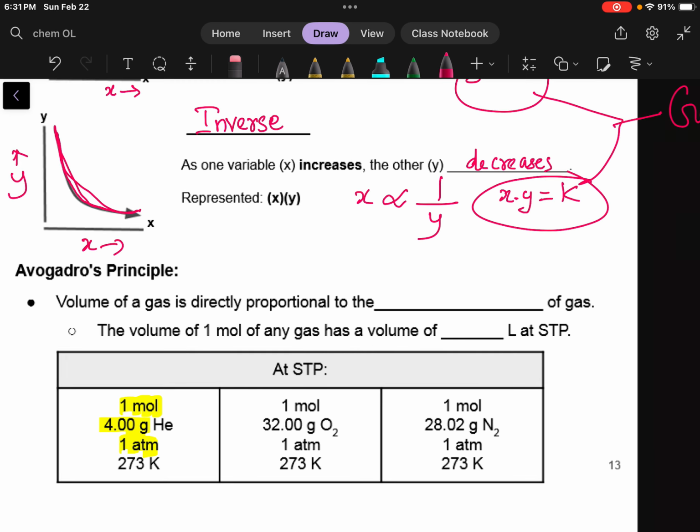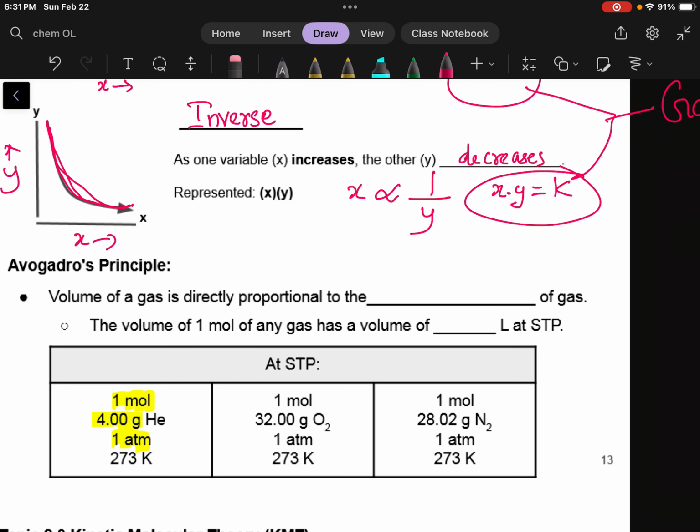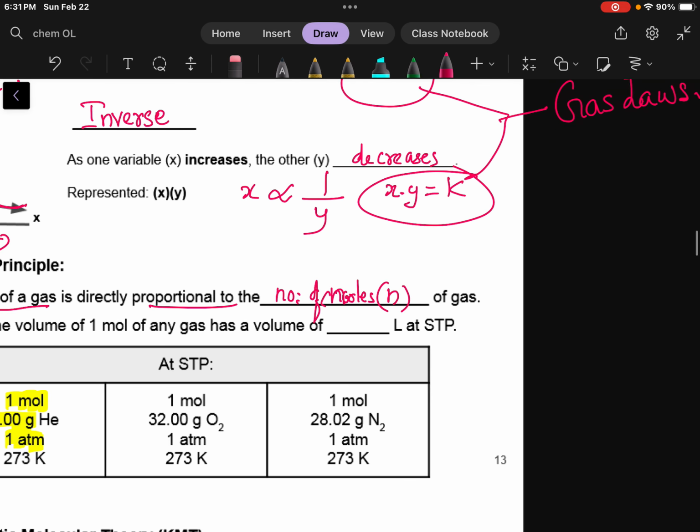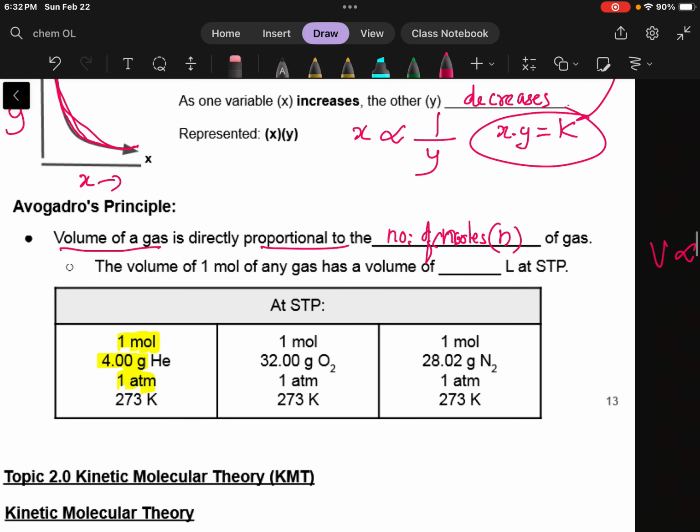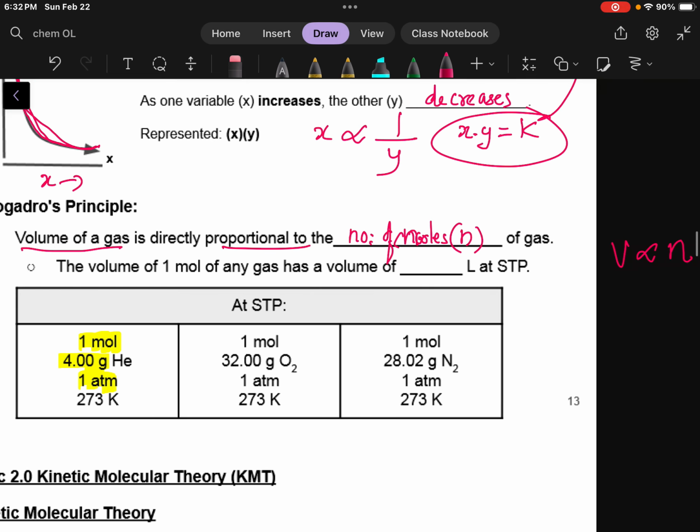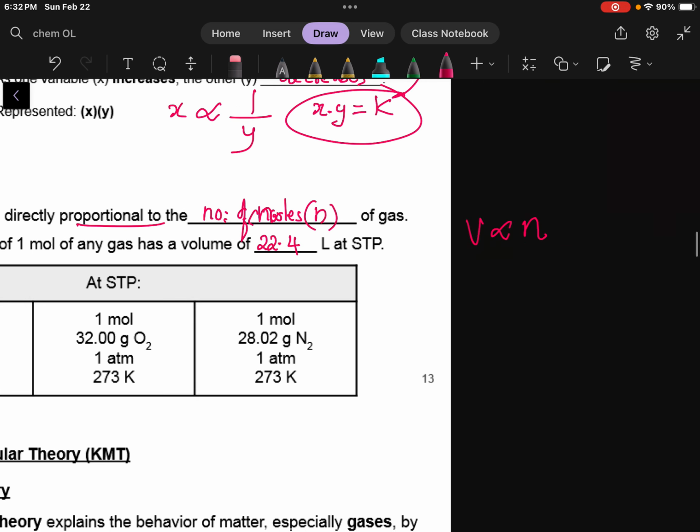Okay, Avogadro's principle, it's part of the gas law. The first, we can say first law. Avogadro said volume of a gas is proportional to number of moles, which is lowercase n. Volume will be directly proportional to n. And at STP, we know that 1 mole of any gas at the same temperature and pressure will always occupy how much volume? 22.4 liter.